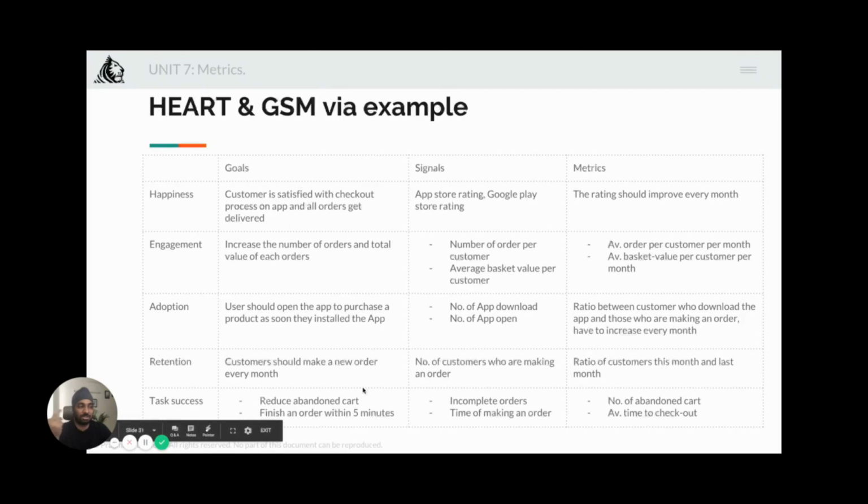And signal would be incomplete orders. How many incomplete orders are we getting on a frequent basis, and time of making an order. So how much time does it take for a typical user to start the session and end the session, right? This is number of abandoned carts. I should have added per month here. And average time to check out.